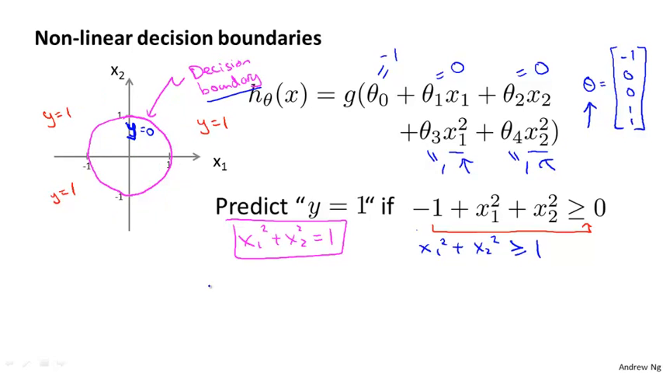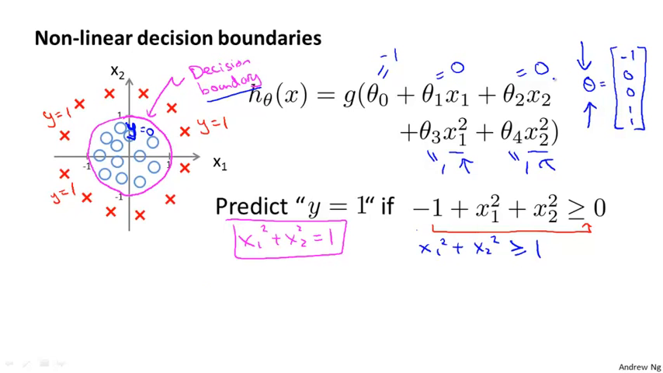But the training set is not what we use to define the decision boundary. The training set may be used to fit the parameters theta. We'll talk about how to do that later. But once you have the parameters theta, that is what defines the decision boundary. Let me put back the training set just for visualization.